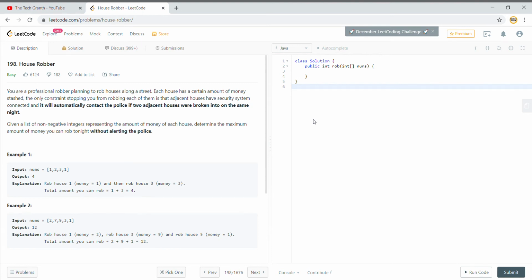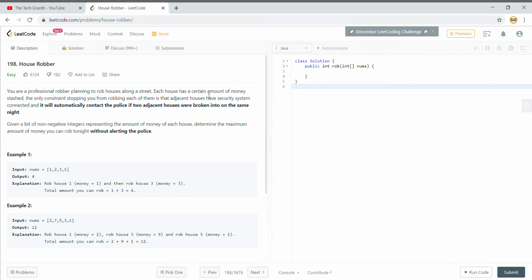Today we'll solve the LeetCode problem House Robber. This is an easy problem and it is basically based on dynamic programming, and we'll see how we can approach it. The problem says that you are a professional robber planning to rob houses along a street.